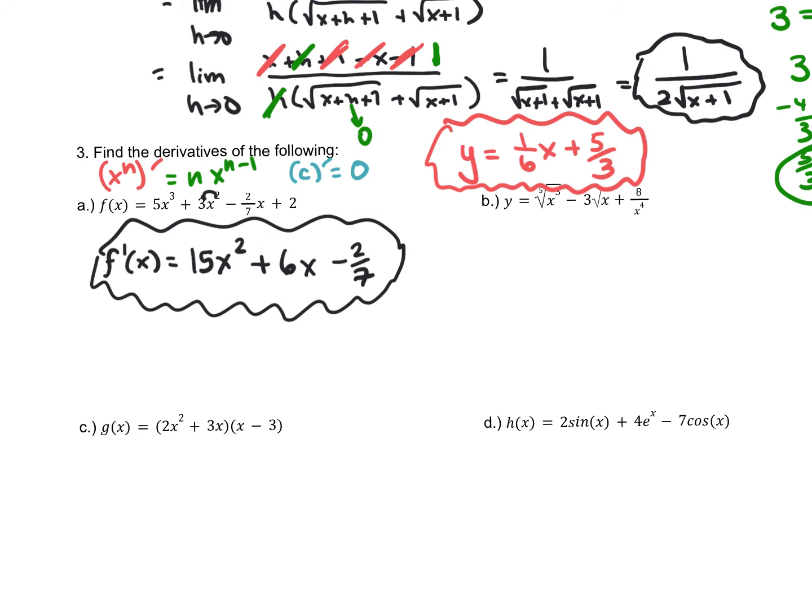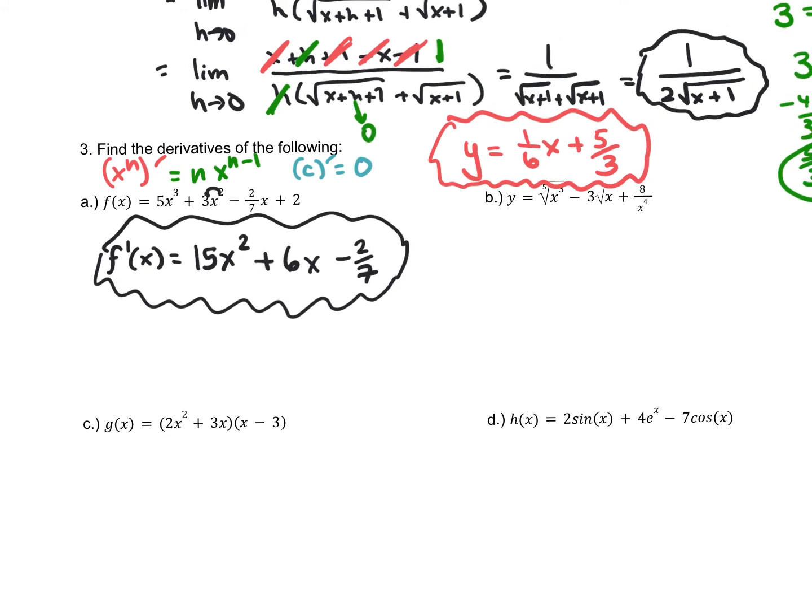Now for b and c, these both are going to require a little bit of work before we take the derivative. So we're going to have to manipulate it just a little bit. Okay, so on this first one, we can rewrite this. So this will be y equals x to the 3/5, the fifth root of x to the third power. Minus 3x to the 1/2, because again, square root just becomes 1/2, plus 8x to the minus 4.